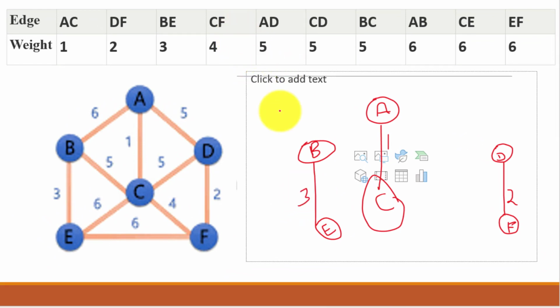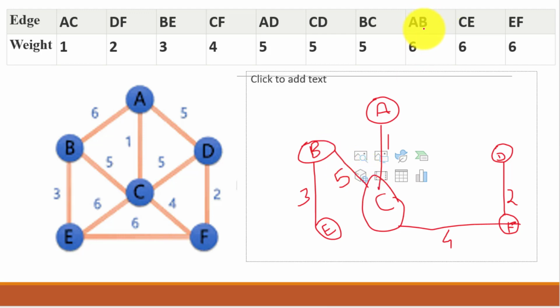Now after BE, CF. Now CF is having weight as a 4. Now after CF, AD is there, which is holding 5. Now you can observe, if I connect this edge A to D, I get a cycle, so I'm going to discard this. After this, CD is having the 5. Now CD, if I again connect this edge CD, again I get a cycle, so I'm going to discard this. Again B to C, if I connect this B to C, I don't get any cycle, so I can join it, because a spanning tree contains a connected graph, so I can connect B to C because there is no cycle.